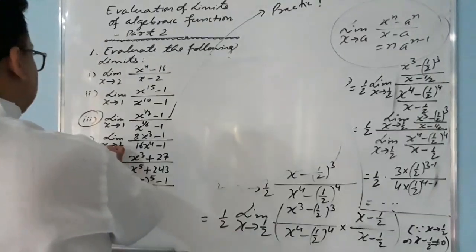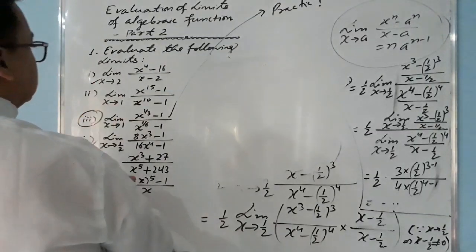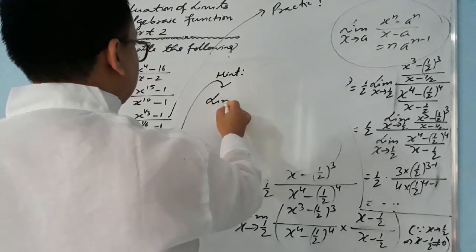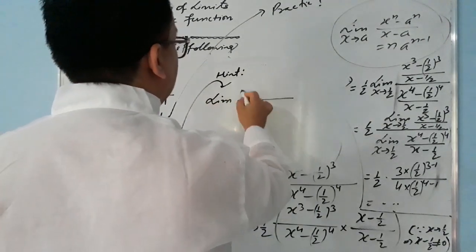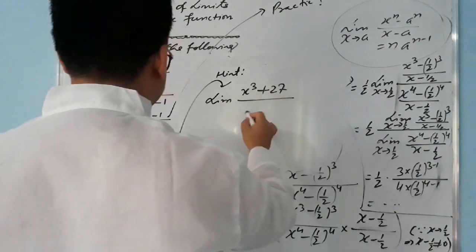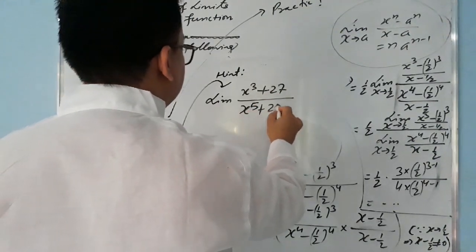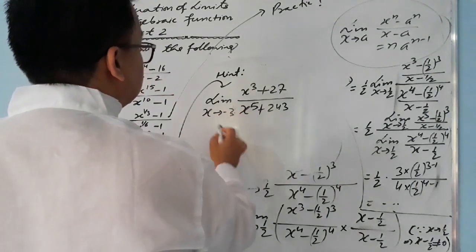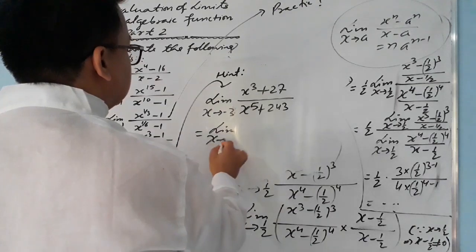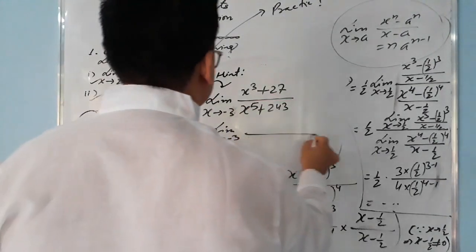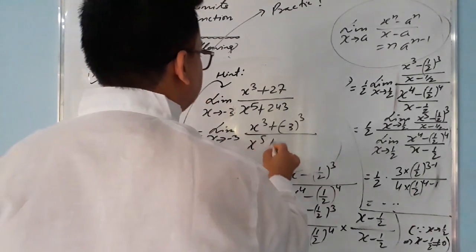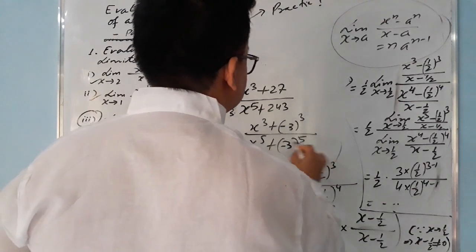This question is done, and this also is done. Now here is the hint for this one: the limit of (x^3 + 27)/(x^5 + 243) as x tends to −3. Don't get confused, it's easy. Here we also need −3: x^3 plus (−3)^3, and x^5 plus (−3)^5.